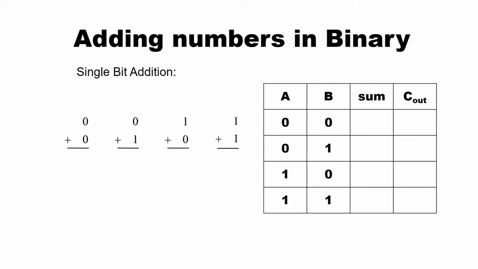I would like to design a circuit for adding numbers in binary. Let's start with just single bit addition. Single bit, obviously, I'm just adding one bit. Let's look at every possible combination, right?